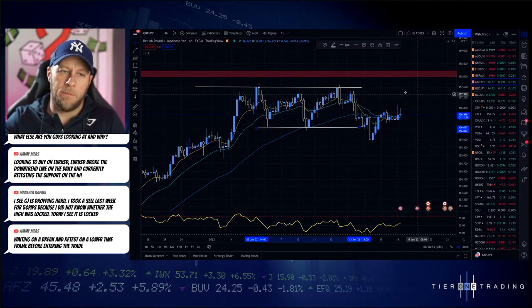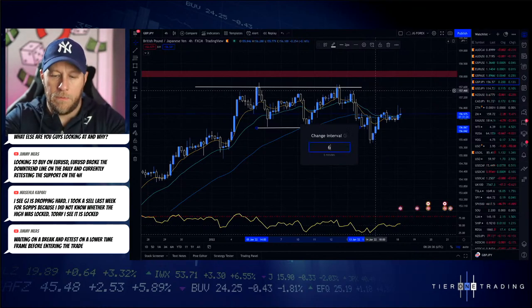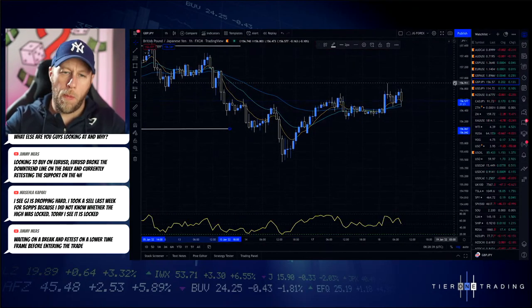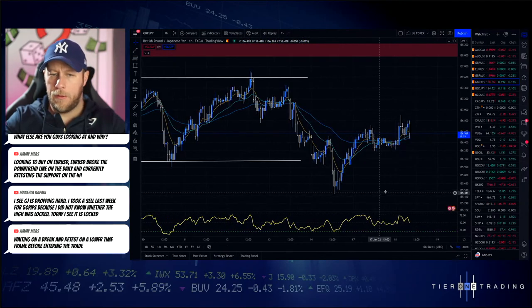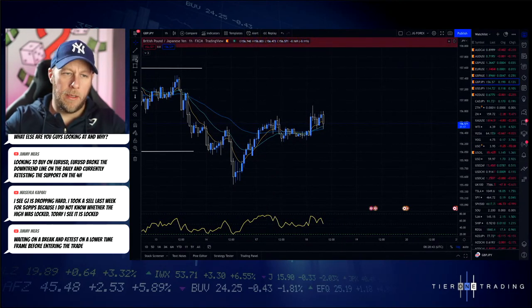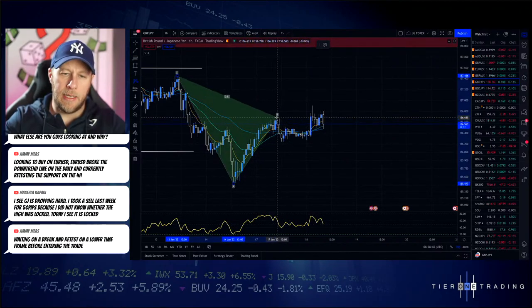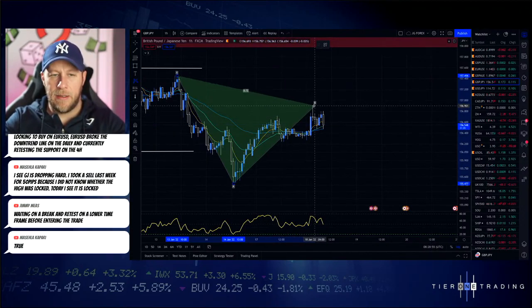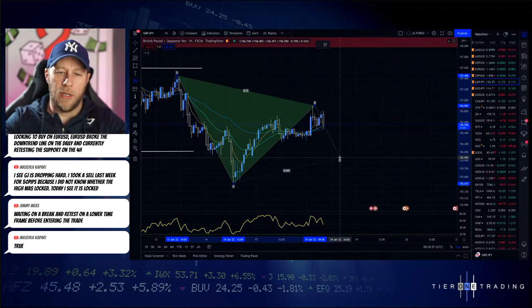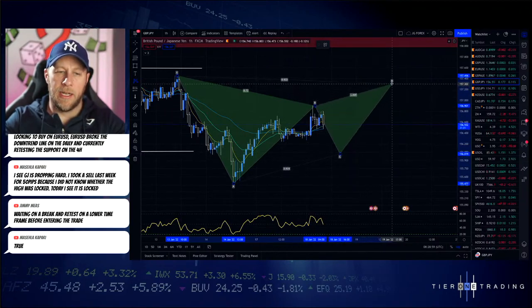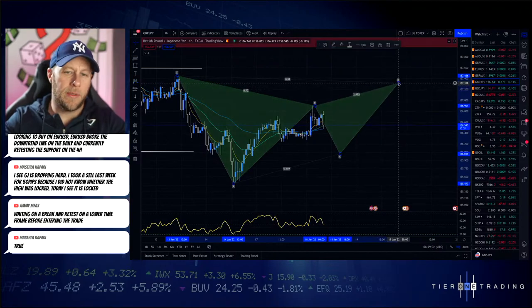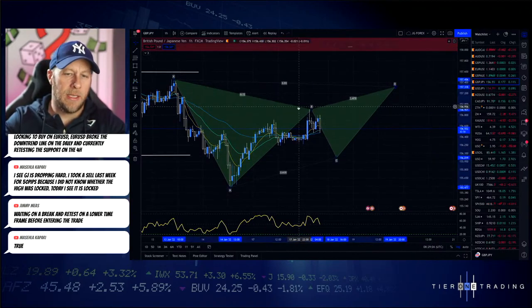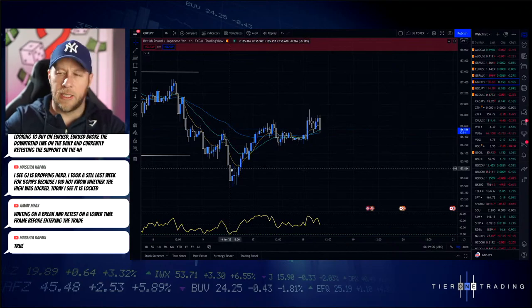Right, pound yen. So let's go to the hourly then. Hourly, those of you who trade ratio patterns, XA. Yeah, look, we don't have a C leg yet. But as long as we hit a 618 on the C leg, this would be a Gartley setup. So those of you familiar with Gartley patterns, that could potentially be a Gartley setup.